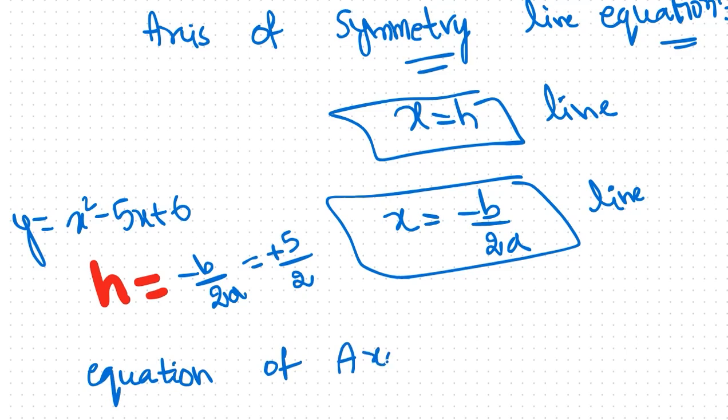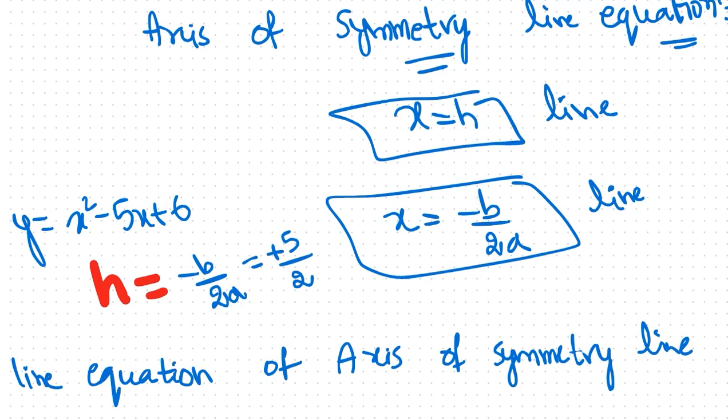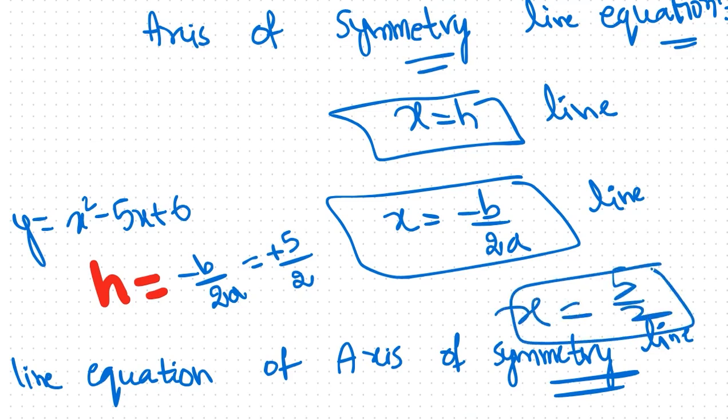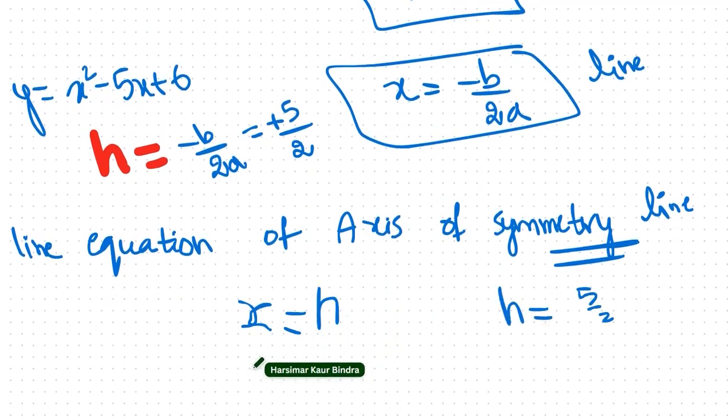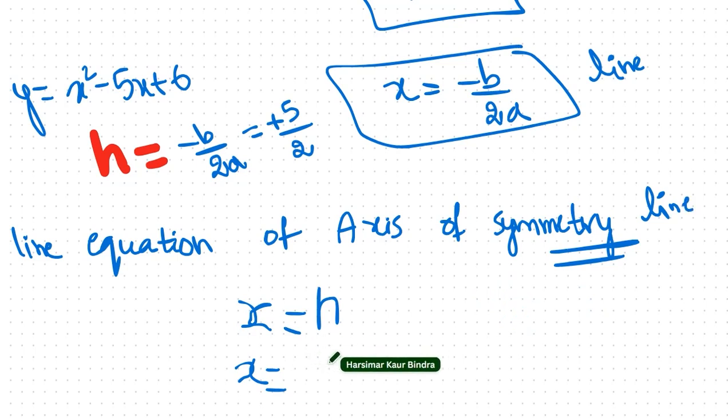So if I ask what is the equation of the axis of symmetry line? The line is x is equal to h. So right there, x is equal to, you don't just write 5 by 2, okay? x is equal to 5 by 2 is the line. Do you understand the difference? And no need to write h is equal to 5 by 2. The variable x should be there. x is equal to 5 by 2 is the line equation.